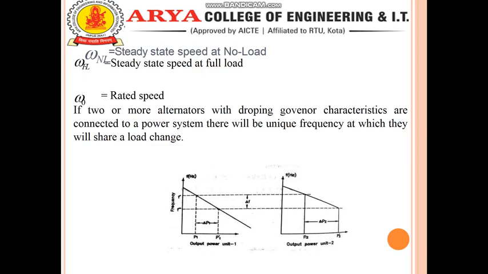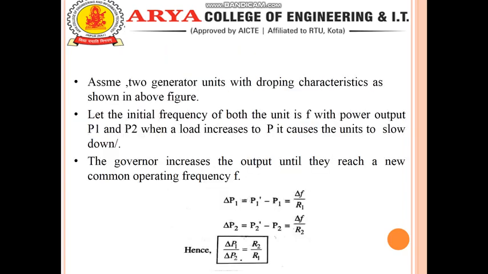If two or more alternators with drooping governor characteristics are connected to a power system, there will be a unique frequency at which they will share a load change. Assume two generator units with drooping characteristics as shown in the figure. Let the initial frequency of both units be F with power outputs P1 and P2. When the load increases to P, it causes the units to slow down, and the governors increase the output until they reach a new common operating frequency.